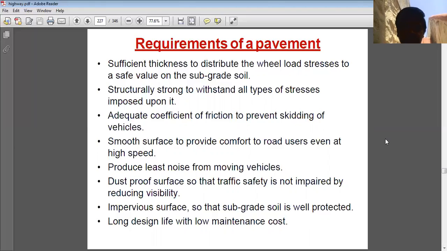Long design life with low maintenance cost. The design life should be long because of low maintenance cost.